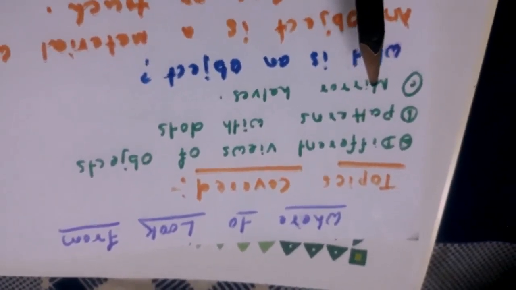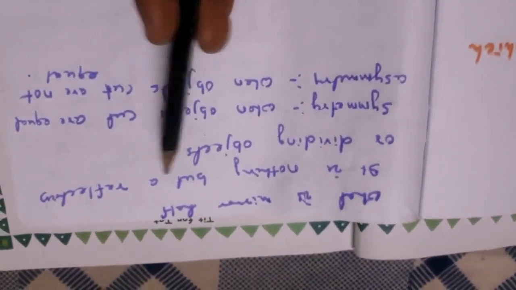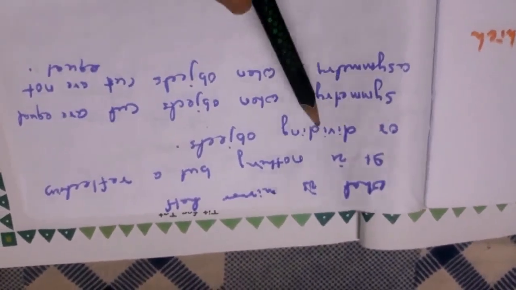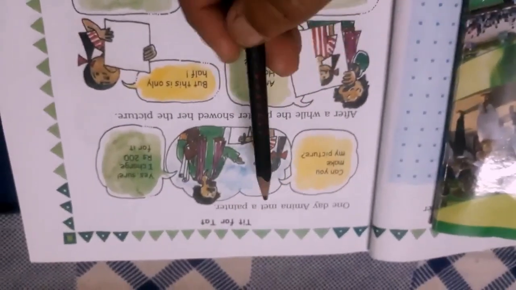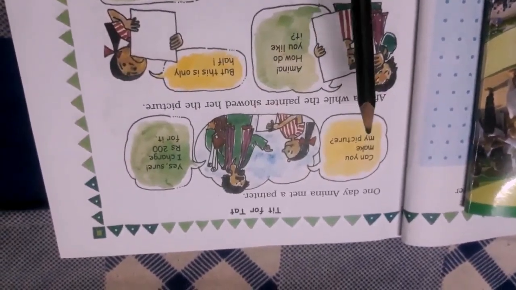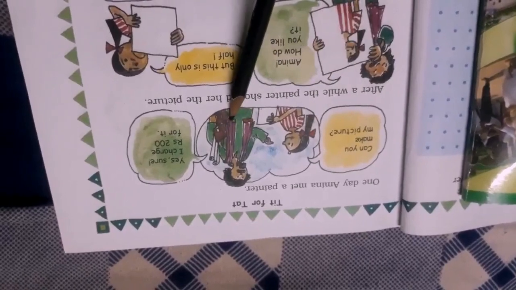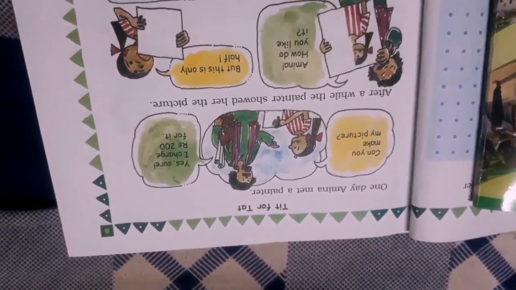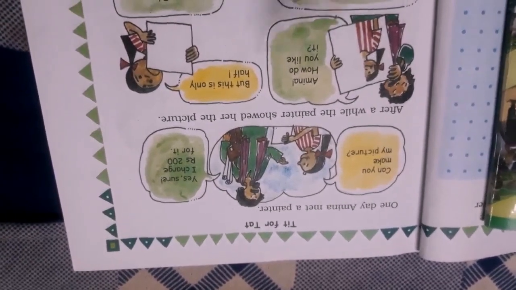Let's move to the third part, mirror halves. The mirror half is nothing but a reflection or dividing an object. Under this topic, let's move to a story, Tit for Tat. Okay. Here is a girl, her name is Amina. She went to the painter to draw her picture. But the painter did a half and asked her for the full money.